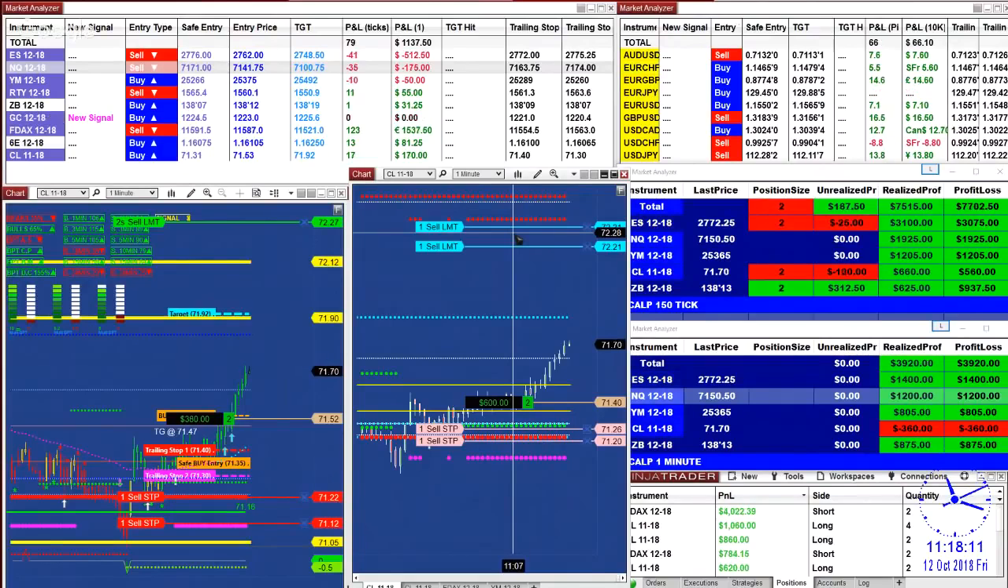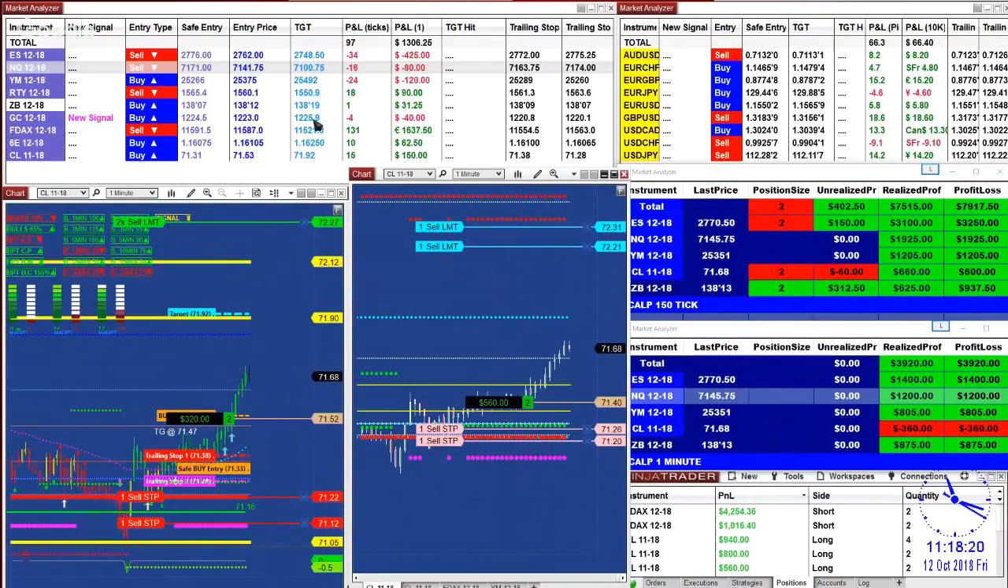There is a new signal again on the gold. I don't know what's going on with the gold today. Sell entry 12.23, target 12.25. Follow us on the sim, please.